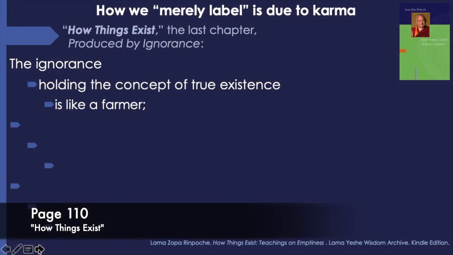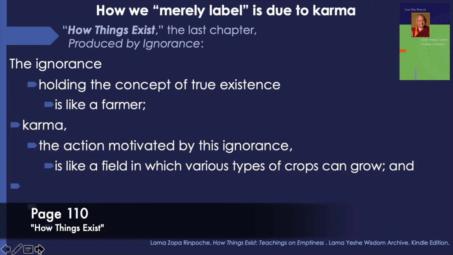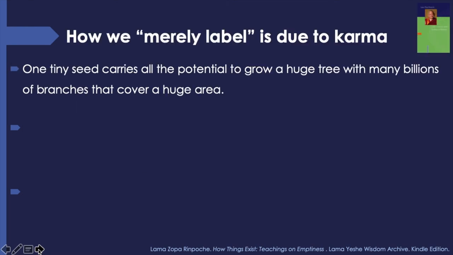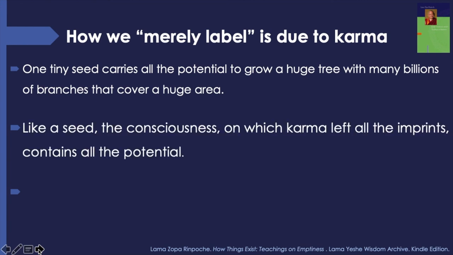Ignorance, holding the concept of true existence, is like a farmer. Karma, the action motivated by this ignorance, is like a field in which various types of crops can grow. And consciousness, on which karma leaves all the imprints, is like the seed. One tiny seed carries all the potential to grow a huge tree, with many billions of branches that cover a huge area. Like a seed, the consciousness on which karma left all the imprints contains all the potential.